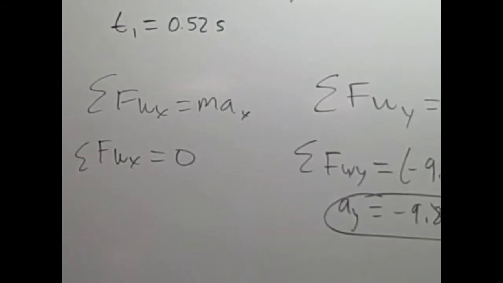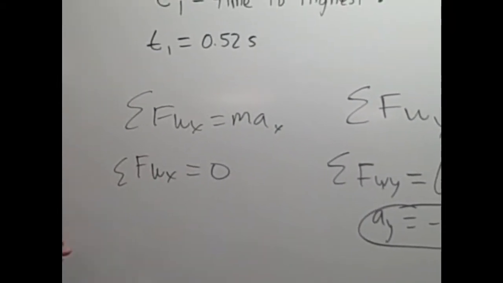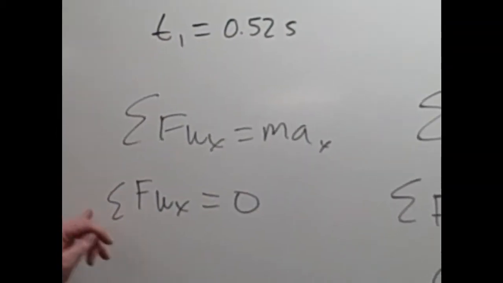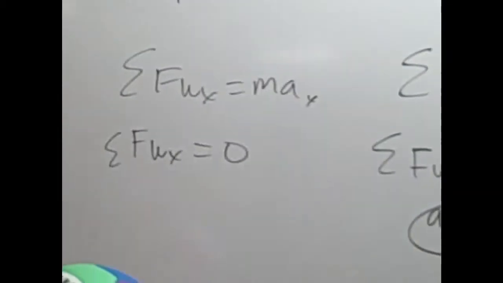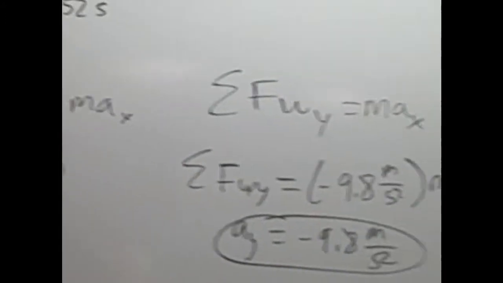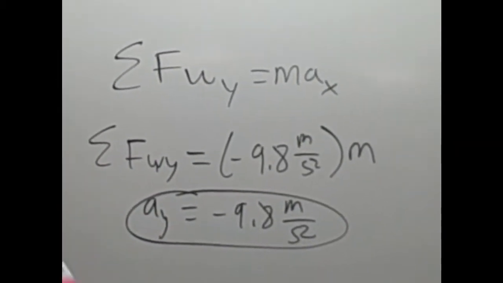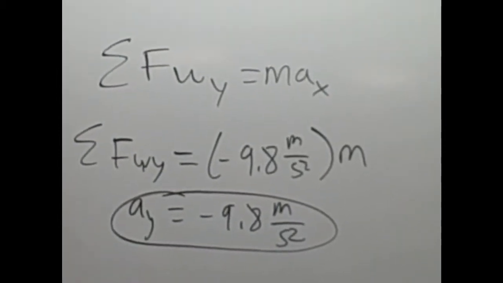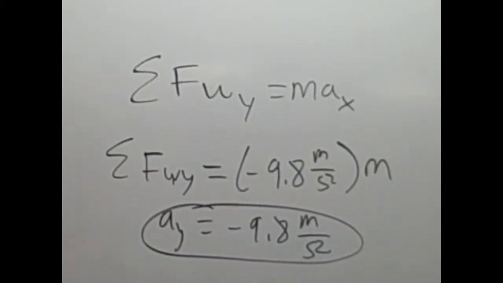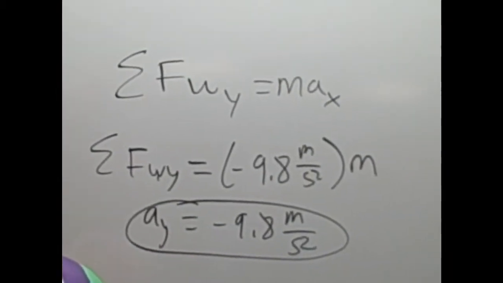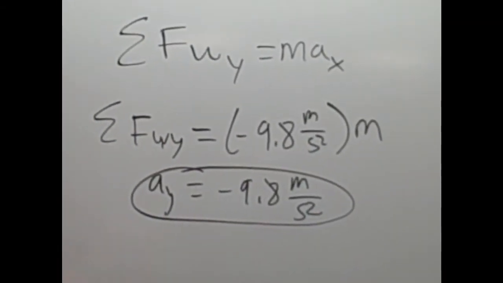The first thing we're going to do is summation of forces in the x. The acceleration in the x direction is 0 because only gravity is pulling on it, so that's in the y. The next thing we're going to do is summation of forces in the y. And the only thing in the acceleration for it is negative 9.8 meters per second squared. And that's going to be the acceleration.